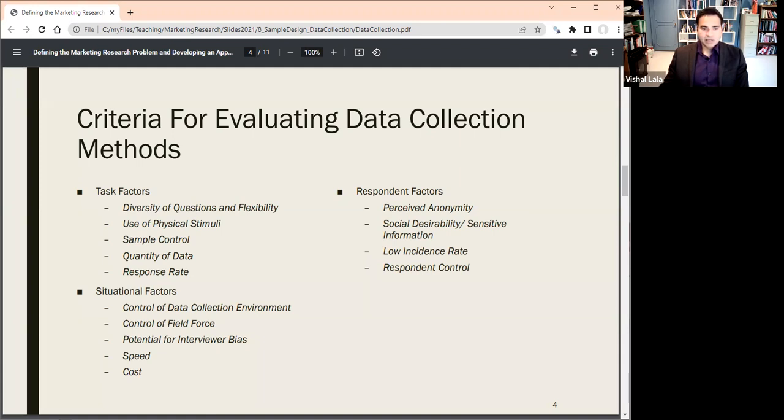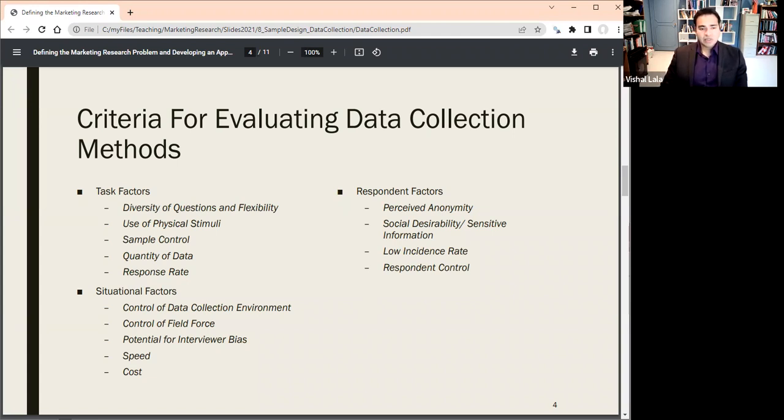If a large amount of data is desired, certain methods are better than others. For instance, if you are interested in gathering a large quantity of data, a phone-based method may not be appropriate. On the other hand, with web-based surveys, you can gather a lot of information. With certain methods, response rates tend to be higher. In-person data collection methods typically yield higher response rates than do phone-based methods, than do mail or web-based methods.